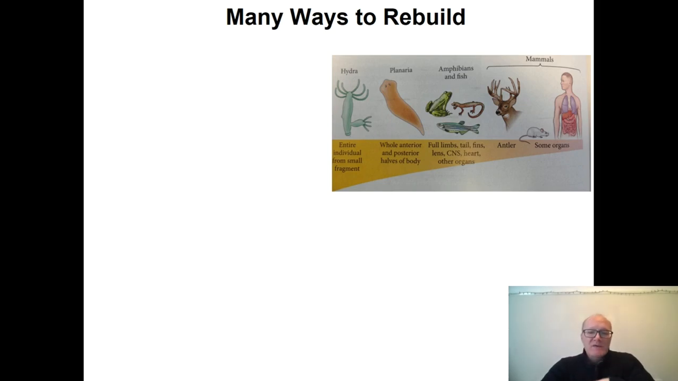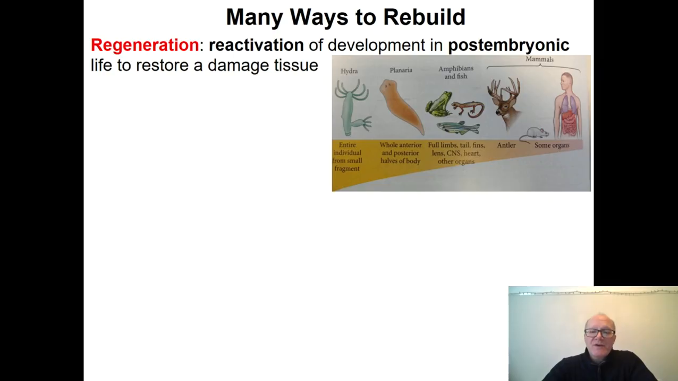So, different animals have different abilities to regenerate. Hydra and Planaria have enormous ability to regenerate, and they can regenerate an entire body from just a fragment of the original one. What is regeneration in general? Regeneration can be defined as the reactivation of development in post-embryonic life to restore, for example, damaged tissue. So if we cut a planaria in the middle, both parts of the planaria will regenerate full individuals. And the same is true for Hydra.